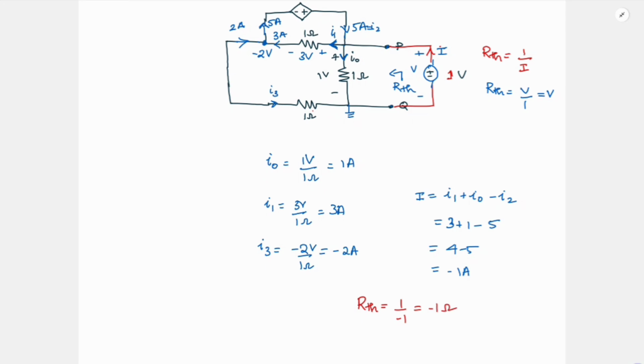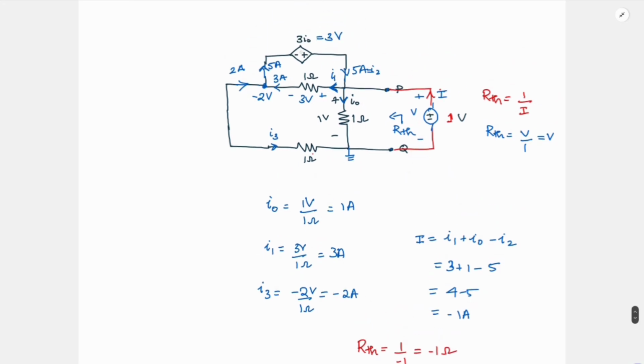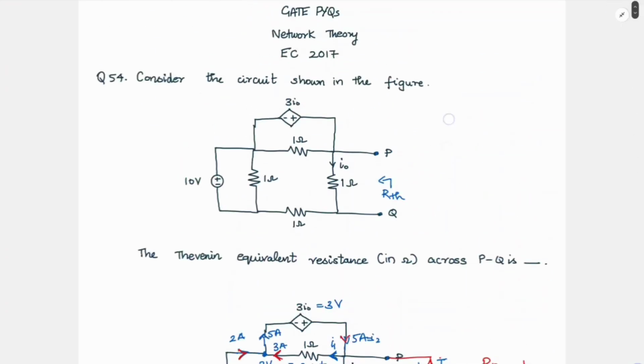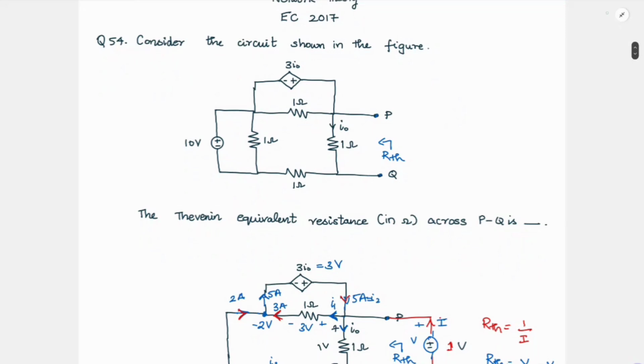So negative RTH is possible because of this dependent voltage source. If this network was only made of resistors, then this RTH should always be positive. But because we have a dependent voltage source, it can also be negative. In this case, it is negative. Also, while finding this I2, you should be careful not to substitute just the 2 ampere flowing through this. You should also make sure you consider this current coming in. So although the circuit looks very simple and straightforward to solve, there are small mistakes you can make. So you should be careful while solving such questions.